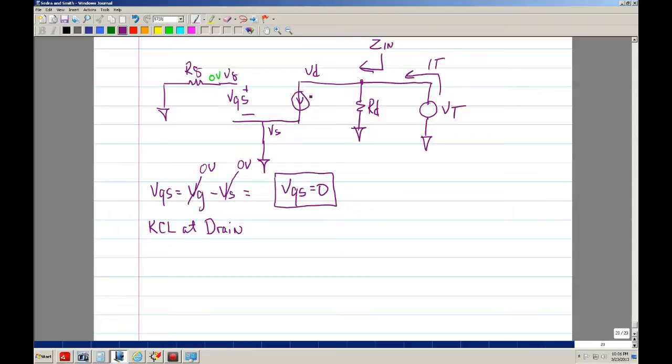Okay. So this is GM VGS, and since it flows in this direction, it would flow like that. Okay. So, and you had current coming in. So if current comes in, it's negative IT, and then since this is leaving, it's a plus GM VGS equals 0. Okay.